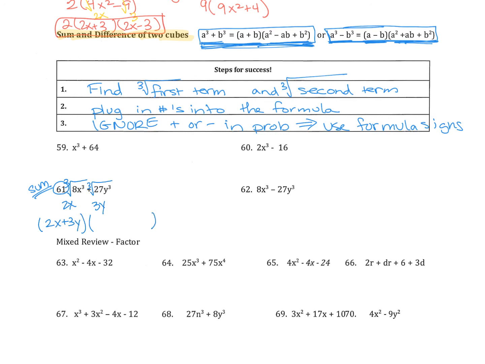Then in my trinomial, if you look up at the formula on the left, my one minus sign is inside my trinomial. So the first term is a squared. So 2x times 2x is 4x squared. And my next term is minus ab. So minus 2x times 3y, 2 times 3 is 6, and then times x times y. And then my last term is my b squared. In this case, that's 3y squared, or 9y squared. And that's my answer to this problem.